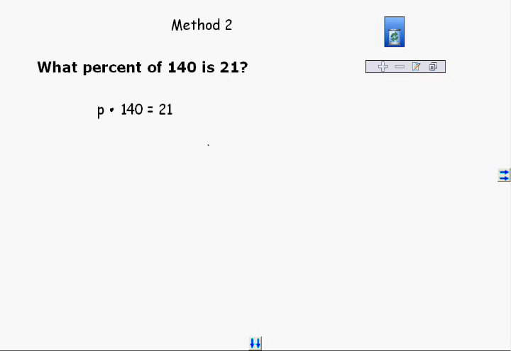In order to get the P by itself so we could solve for it, we need to do inverse operations. The inverse of multiplication is division. So we're going to divide by 140 to get rid of it. That crosses out the 140 on the left side, leaving us with just P by itself. And so we have P equals 21 over 140.